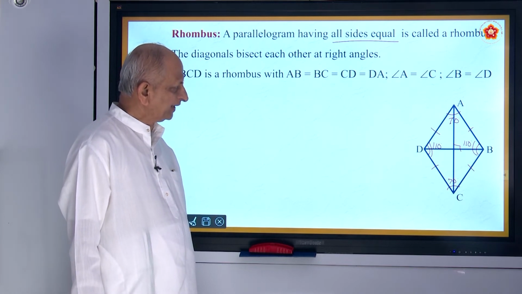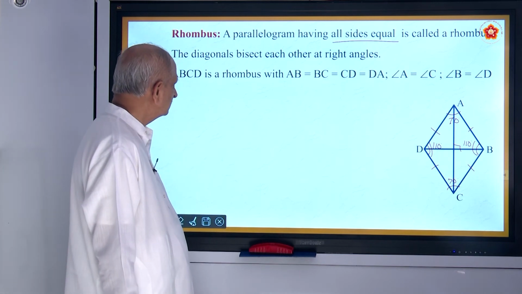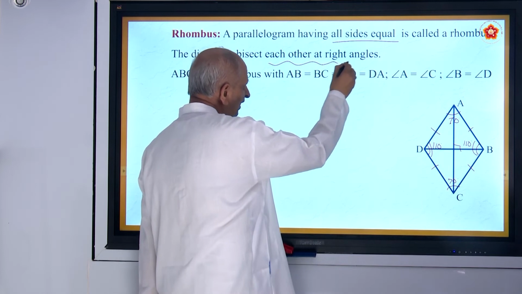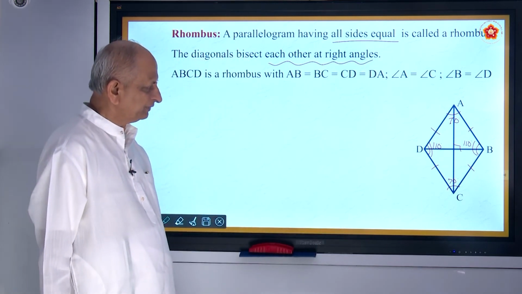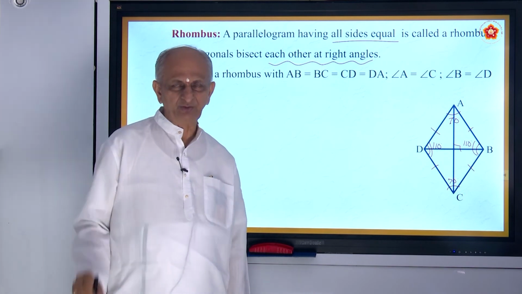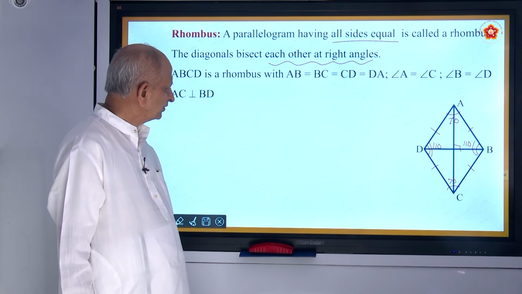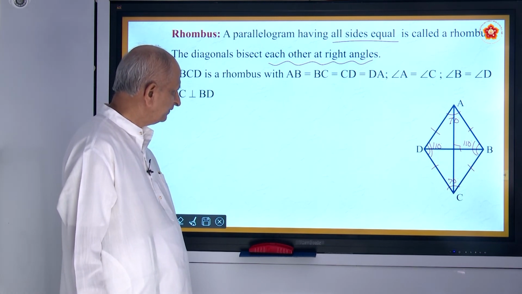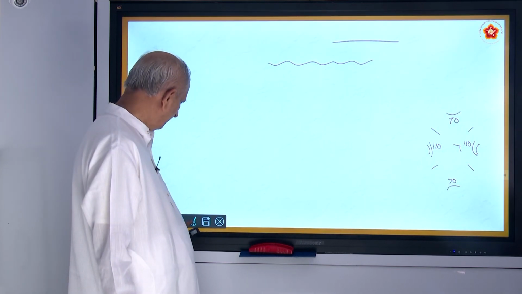So opposite angles are equal, all the sides are equal, and diagonals bisect each other at right angles. So you can find the sides also. If diagonals are given, you can find the sides also by using Pythagoras theorem. Correct? So that is the property. So AC is perpendicular to BD. And now we will work out some problems on this.